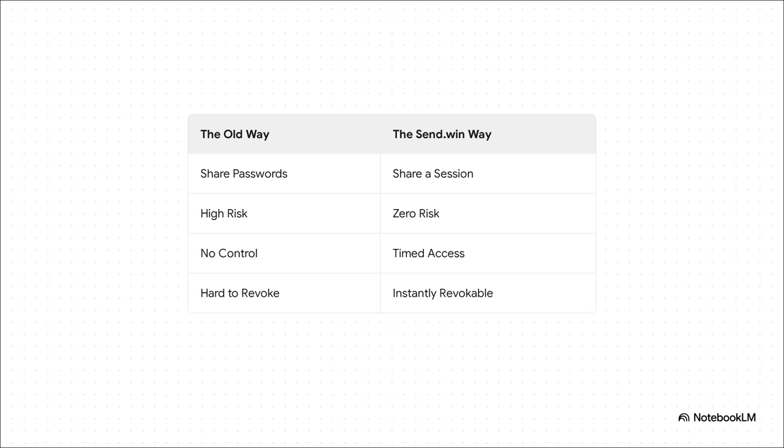So you can forget about the super risky habit of texting or slacking passwords back and forth. Instead, you can actually share temporary, controlled access to the browser session itself. You can give someone access for just 10 minutes, and when that timer is up, poof, their access is gone. It's the difference between total chaos and total control.